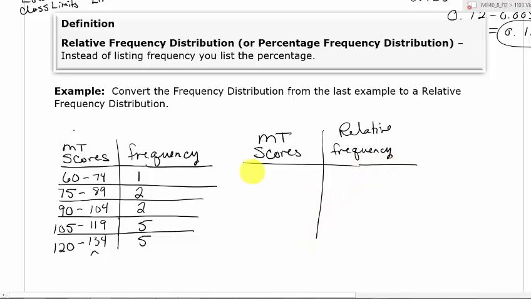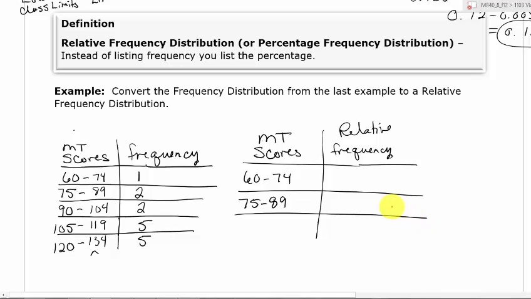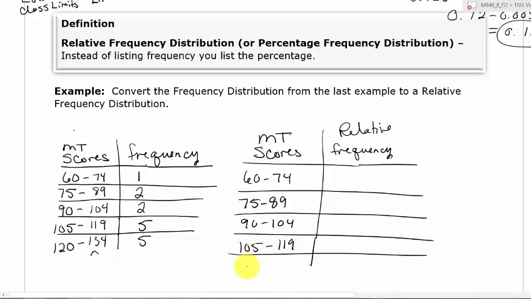So our lower and upper class limits will be the same. So 60 to 74, and then 75 to 89, and then 90 to 104, and then 105 to 119, and finally 120 up to 134. So now, in order to calculate the percentage that we're going to put here, we just take this frequency and divide it by the total number of data that we started with. So we're going to have 1 divided by 15.